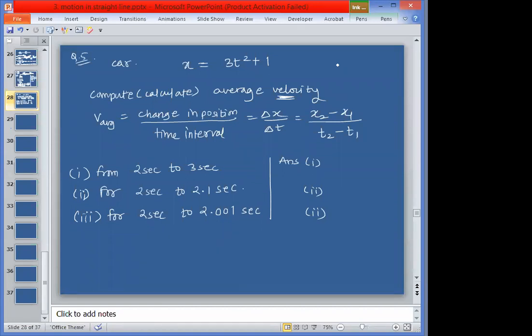Everyone, I know you can find out x1 for initial time 2 second. Find out initial position x1. For final time 3 second, find final position x2. Final position minus initial position. I know that you can do. Tell me the final answer.